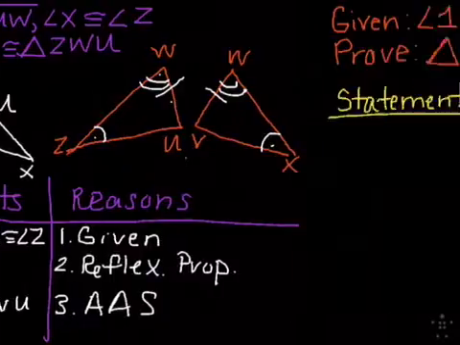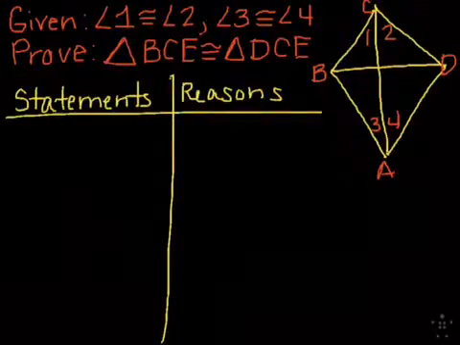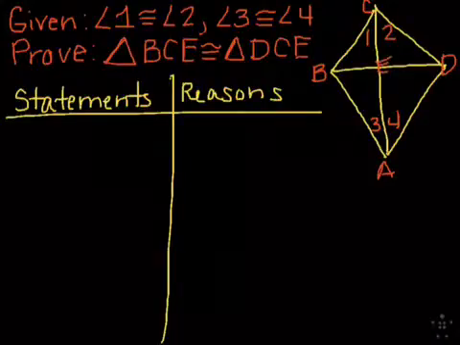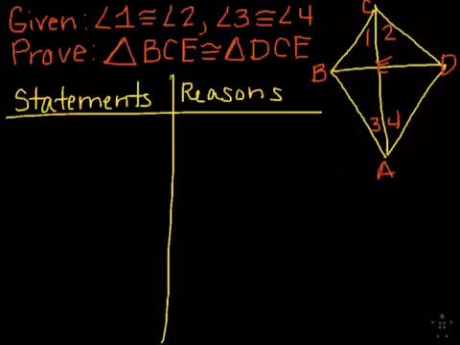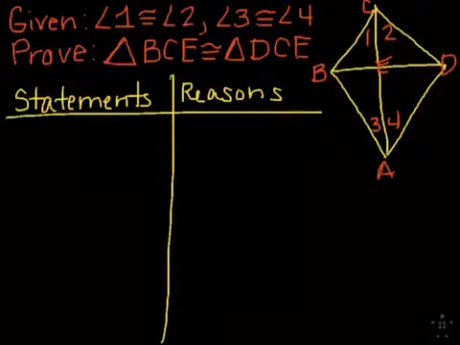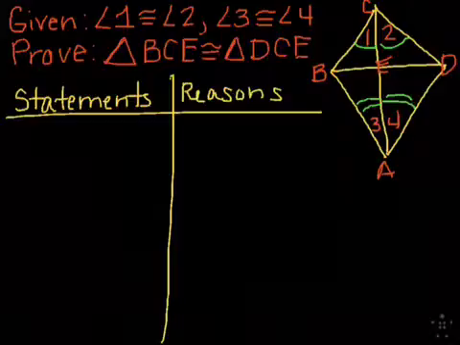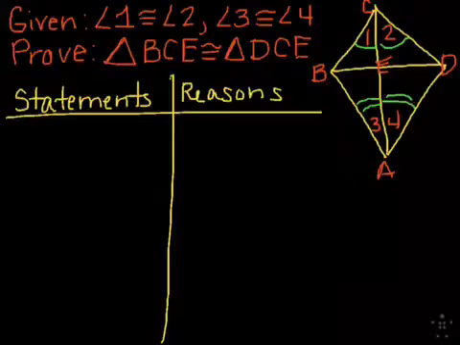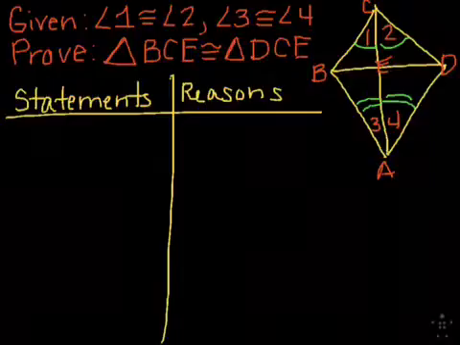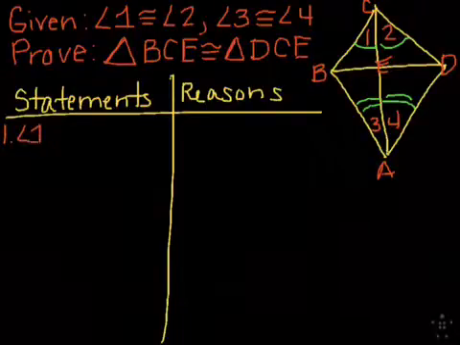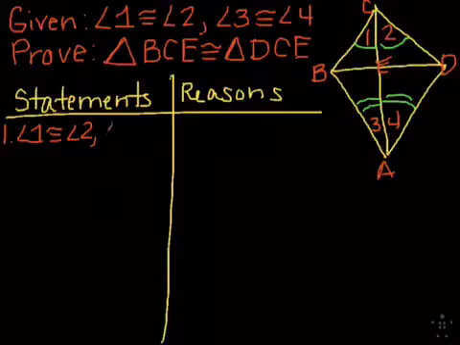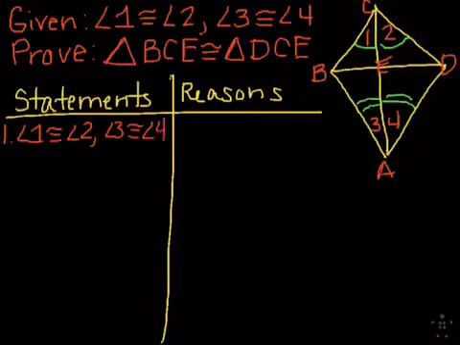All right, last example. So we're trying to prove that triangle BCE is congruent to triangle DCE. So let's look what we have here. I know angle 1 is congruent to angle 2. So let's mark that off. And angle 3 is congruent to angle 4. And that's all we've been given. So let's get started. So step 1. I'm going to give my given information. So angle 1 is congruent to angle 2, and angle 3 is congruent to angle 4. Given.